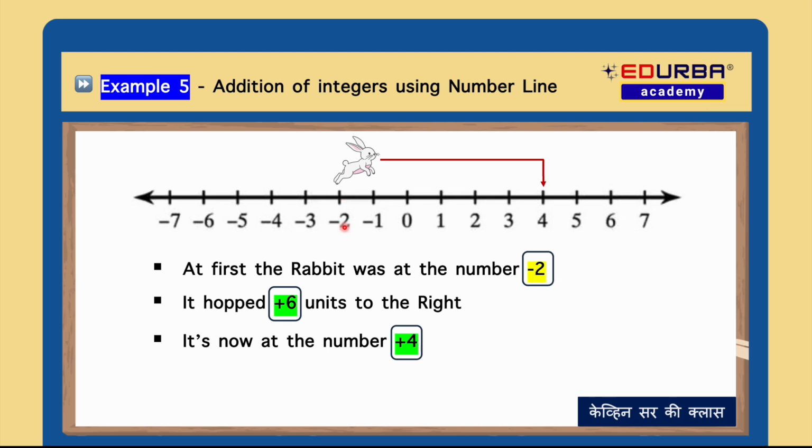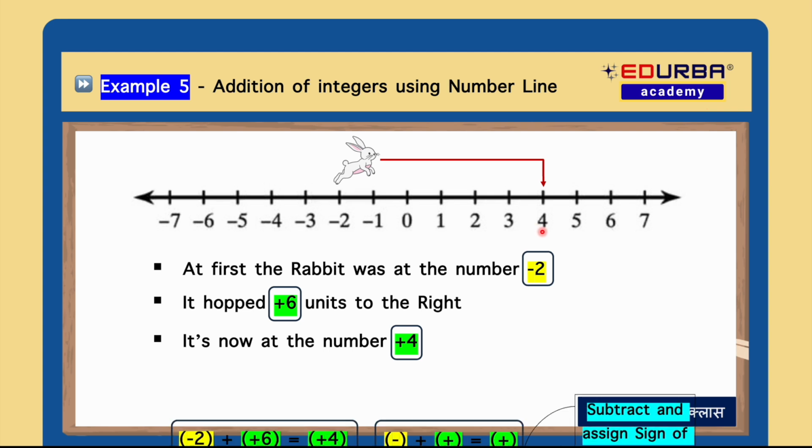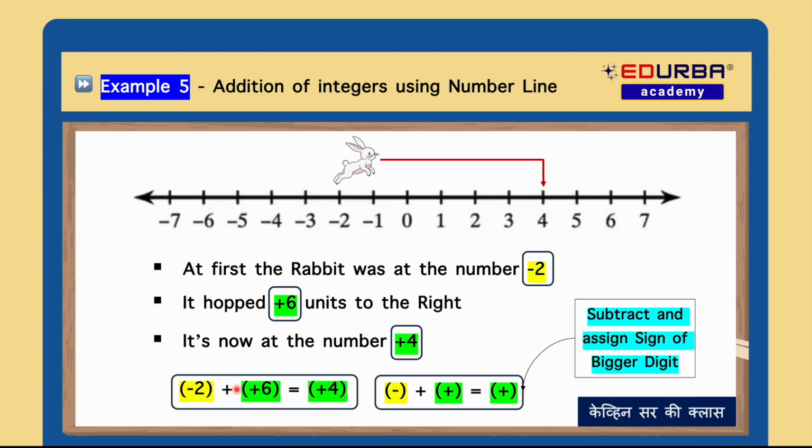So now this bunny is at minus 2 and it hopped 6 positions to the right, 1, 2, 3, 4, 5 and 6. So where did it reach? It reached plus 4. Now show that mathematically. Minus 2 plus 6 is equal to plus 4. Now did you observe?